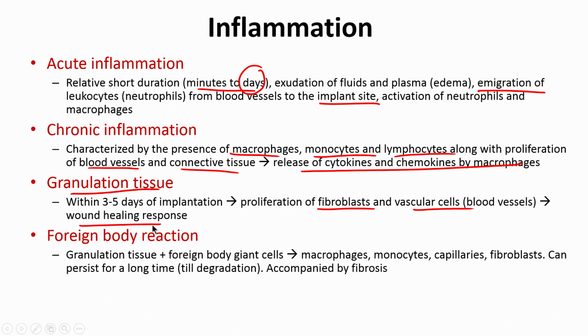If the thing is still not able to be cleared, then there is a foreign body reaction. So the body thinks that this is something foreign, we can't really clear it. So big giant cells start to form. So these macrophages start to combine, so maybe 10 macrophages will combine to form this big giant cell, and they will persist at the site till they can degrade whatever was in the surrounding if they do not like it.